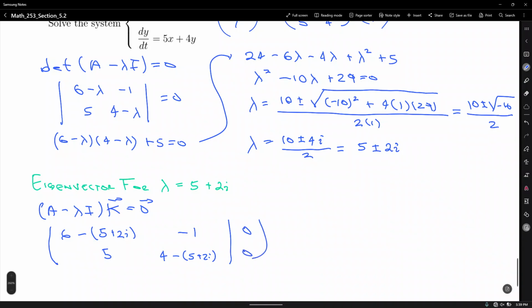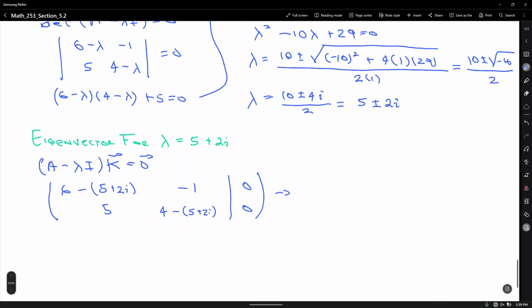Actually, let me do the augmented matrix, and let me simplify. Let's try to work our system of equations here. So 6 minus 5 is 1 minus 2i, and then negative 1, and then 5 remains 5. 4 minus 5 is negative 1 minus 2i. And let that be equal to the 0 vector.